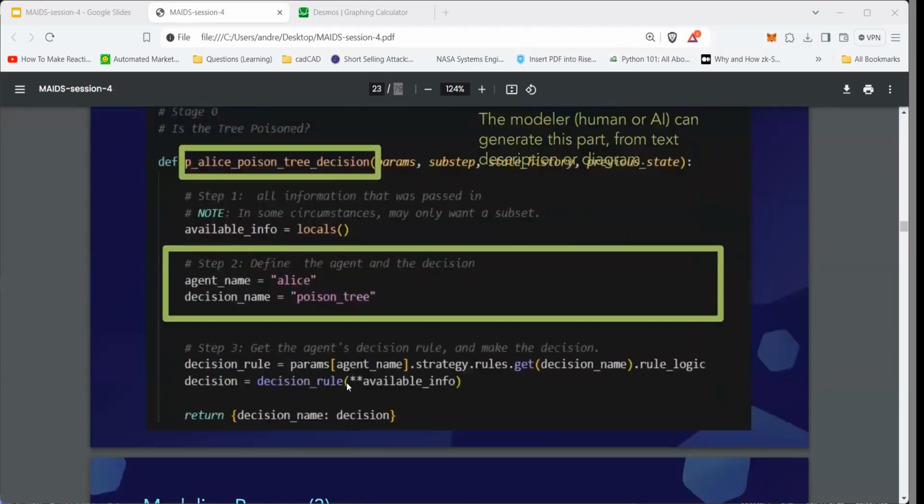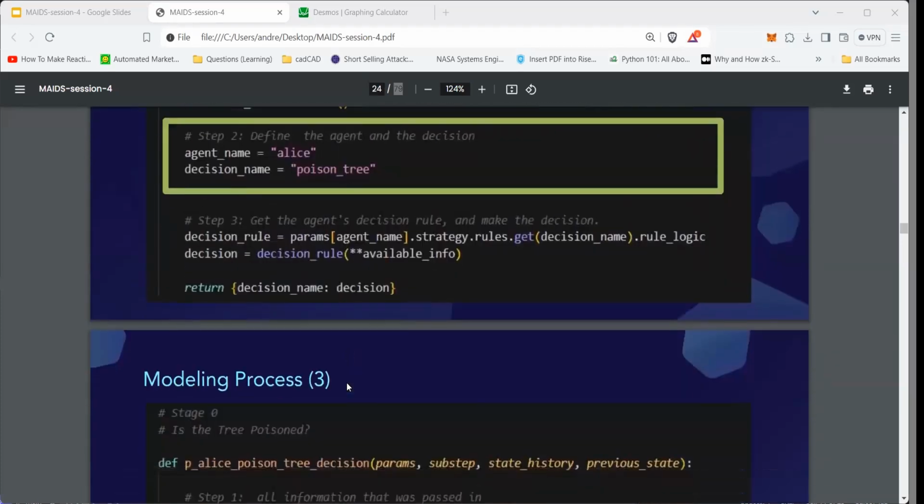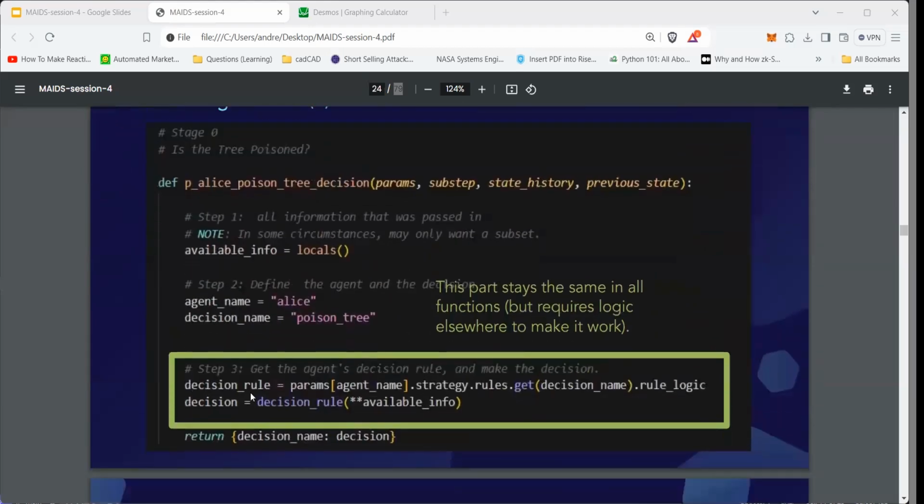Then the coder will have to do the work so that this actually works. They'll need to be creating agents with strategies and rules that can make this computable. But it's sort of a separation between front end and back end, where the domain modeling is the front end and the back end is the coding, and by separating them, we remove some dependencies and make them parallelizable.